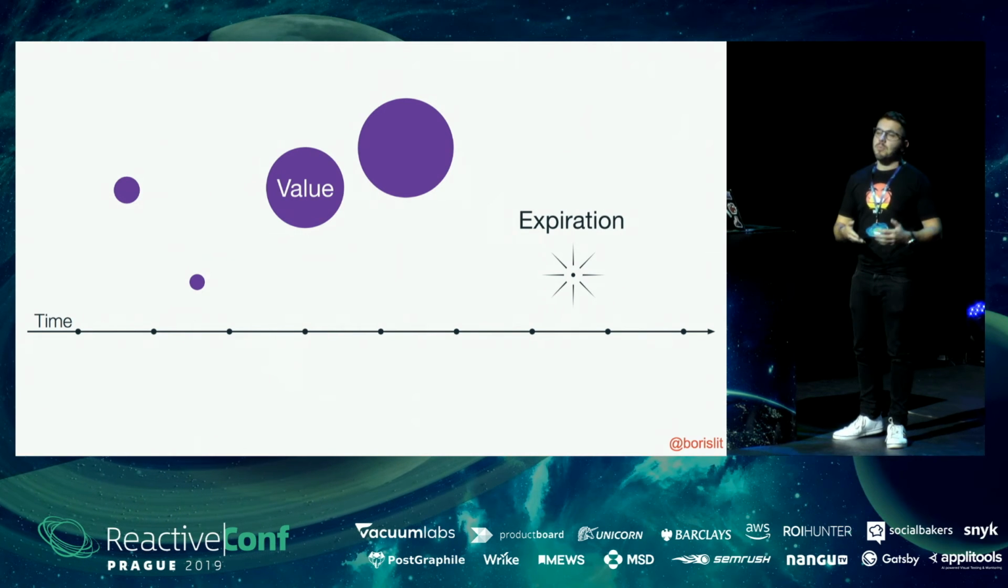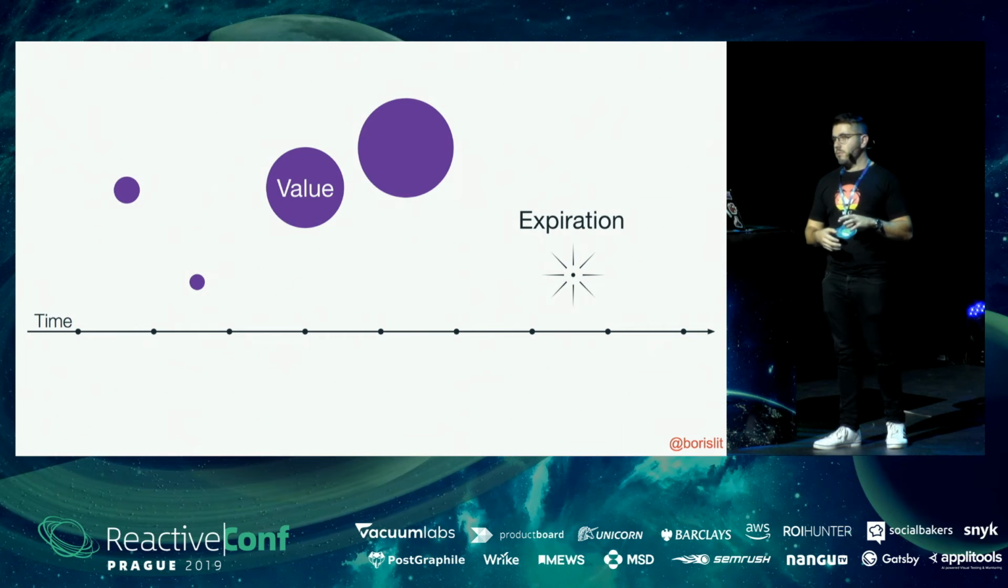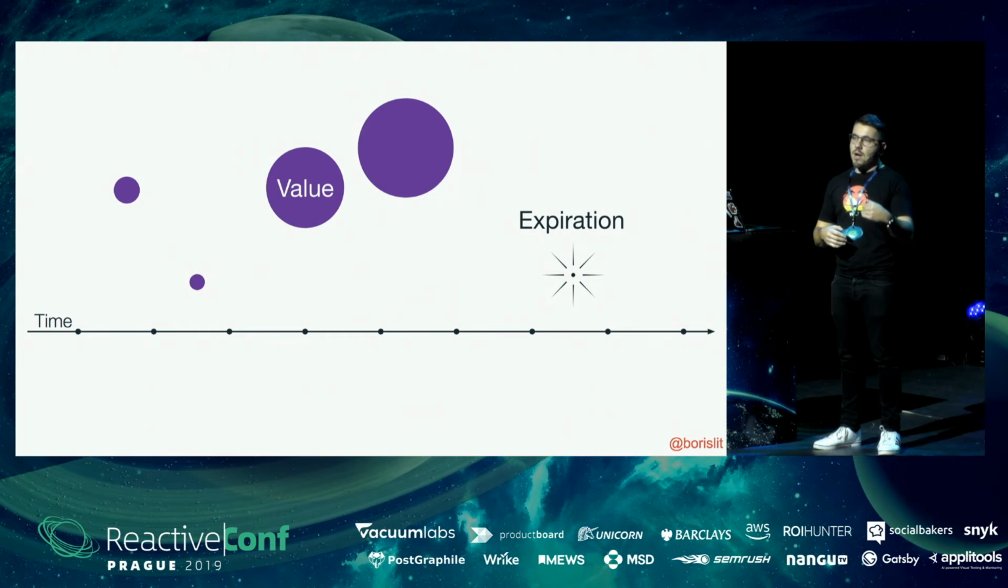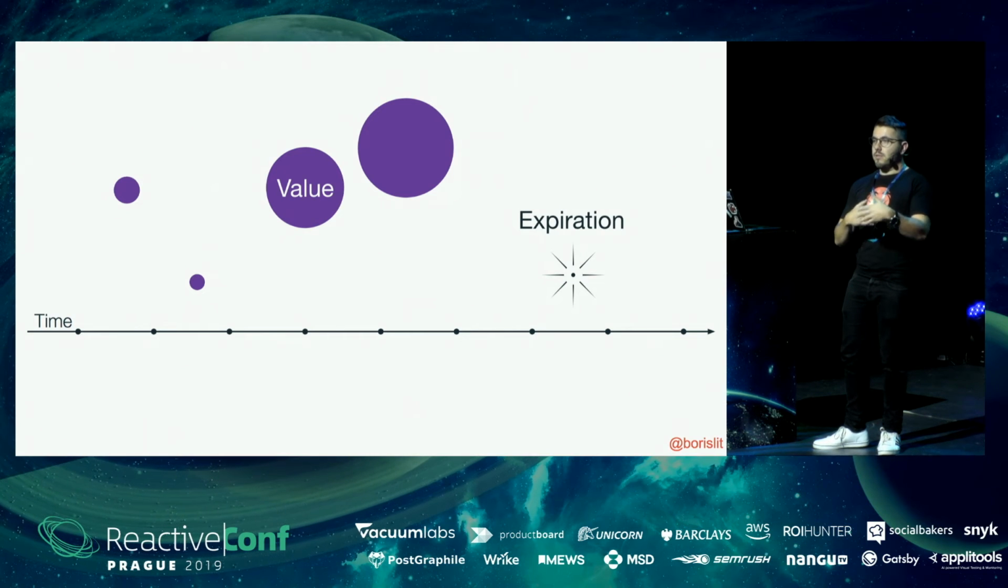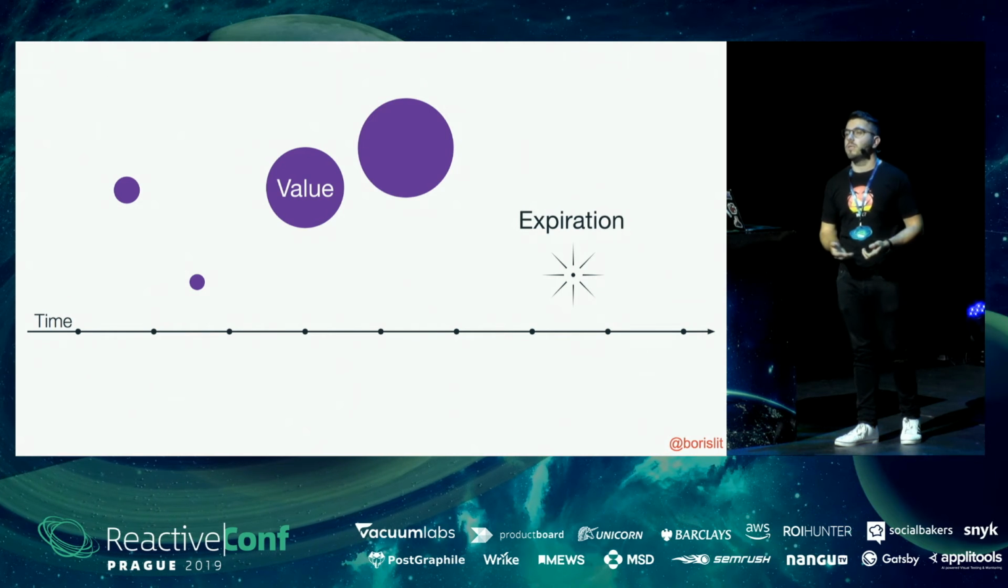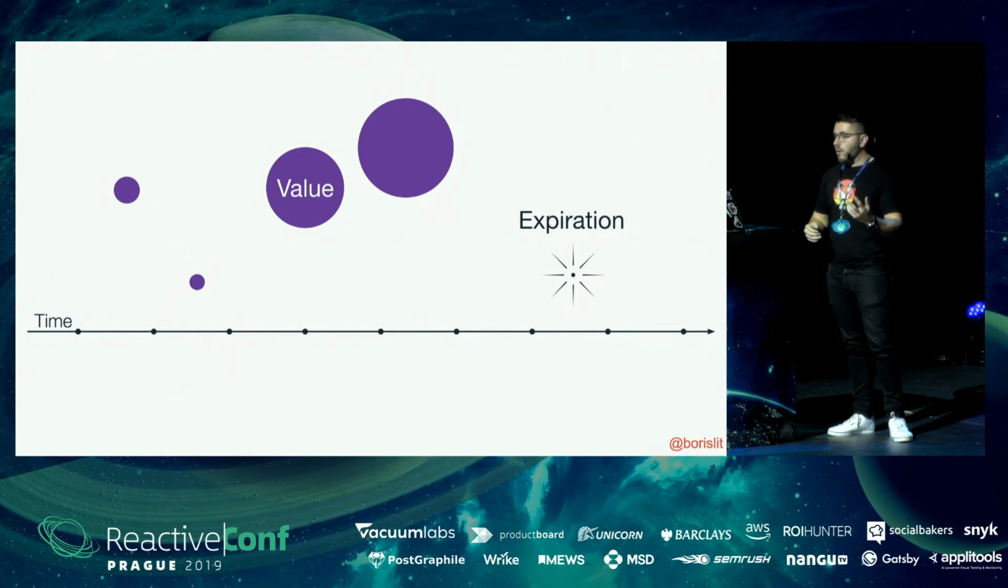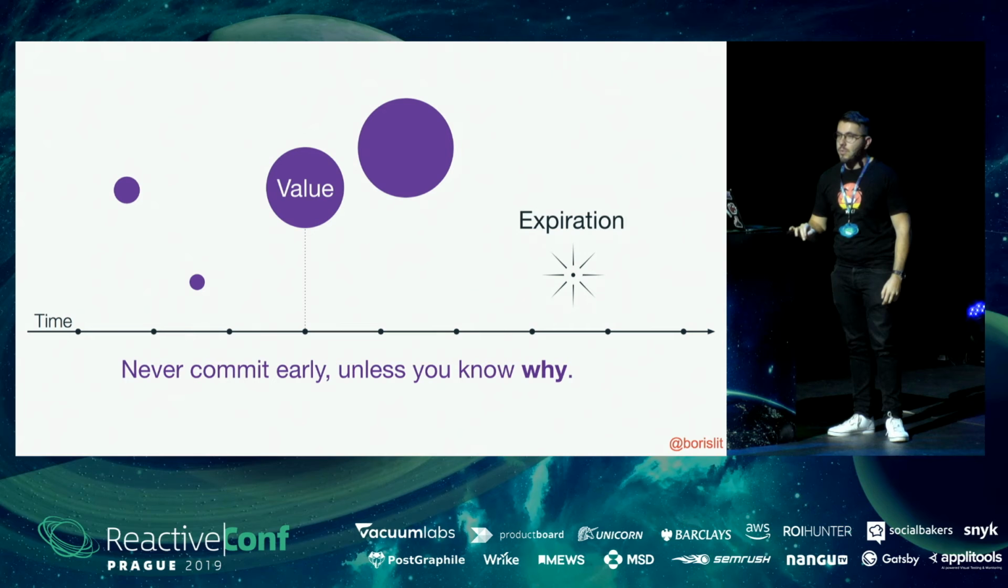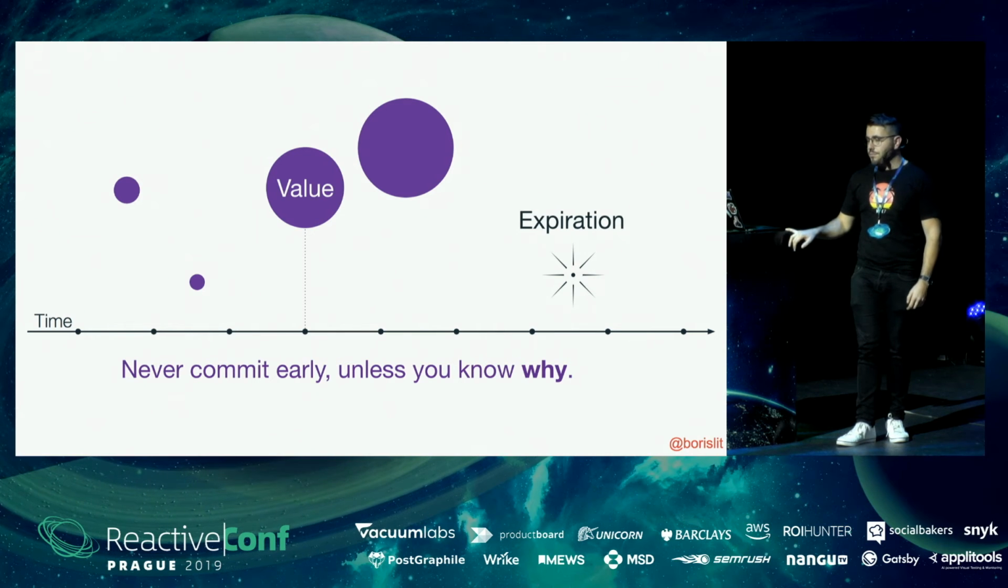The second principle is that every option expires, right? So if I will basically delay my decision too much, a certain option will become unavailable to me and I cannot utilize it. And the third principle states that you should never commit early unless you know why.